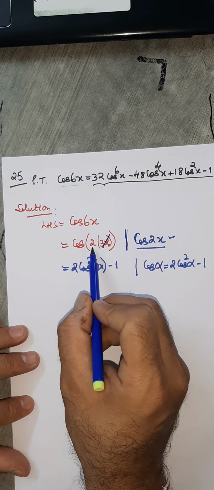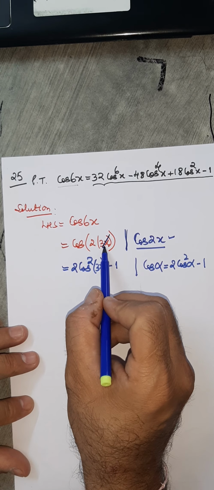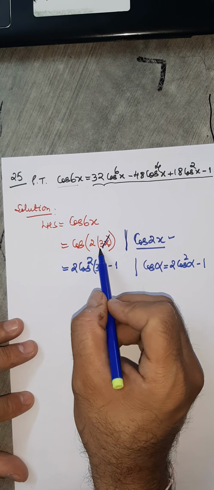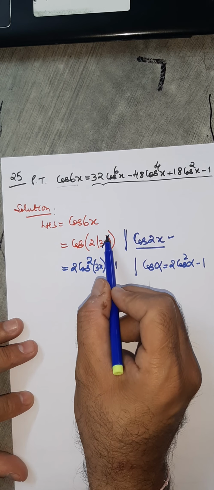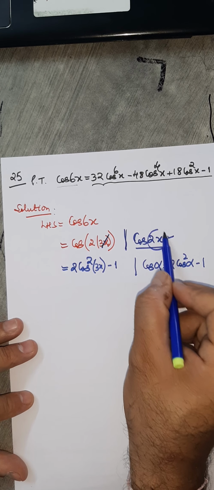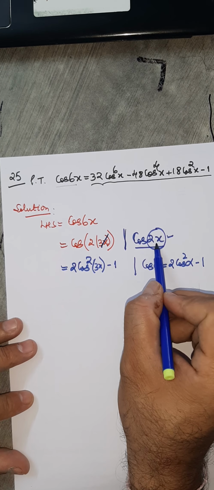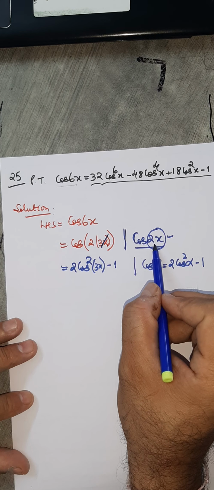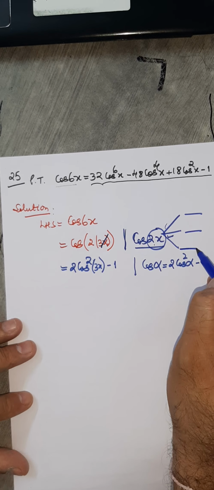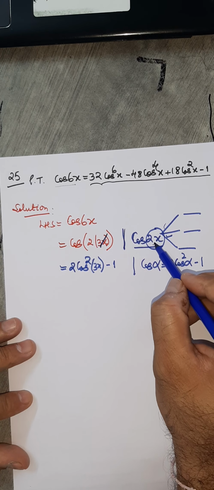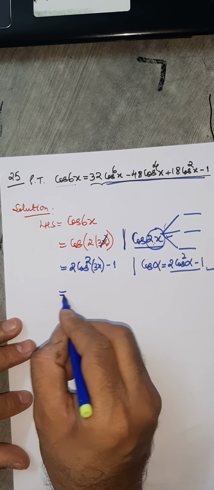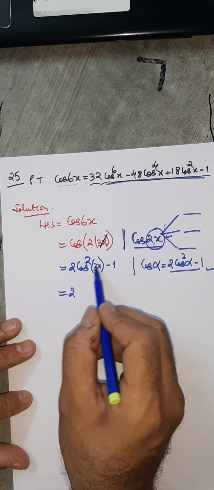You are clear with this. What I did, 6x I wrote as 2 into 3x. All these things you will learn by practice, not a big task, don't worry. Now you imagine this 3x like x, so this looks like 2x. So a question comes to the formula for cos 2x. Now cos 2x has 3 formulas, 1, 2 and 3. So which one will you use? The one that involves purely the cos function. So that is this formula. So 2 as it is. Now you don't want cos 3x.